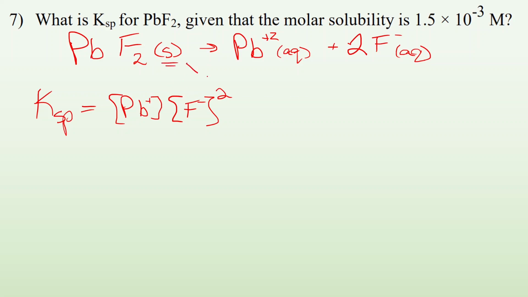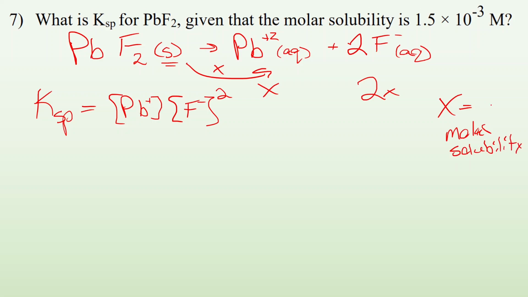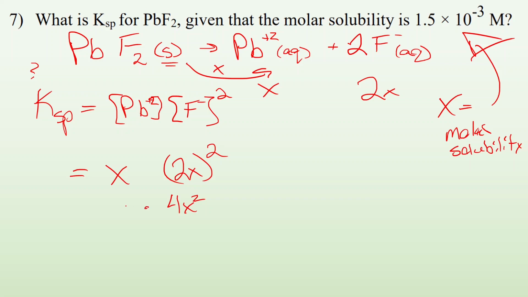Now, the molar solubility means I dissolved x amount of moles of PbF2, so I end up with x amount of Pb2+ ion and 2x of the fluoride ion, where x equals the molar solubility, which they told me is this number. They want to know what is Ksp. Well, we're going to end up with x amount of Pb2+, and 2x amount of the fluoride ion, which is going to get squared. So 2x in parentheses getting squared gives me 4x squared, which is still times x. So I end up with 4x cubed has to equal my Ksp, where x is my molar solubility.